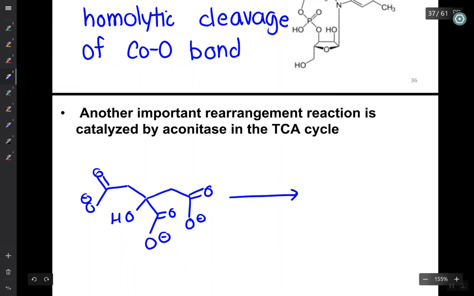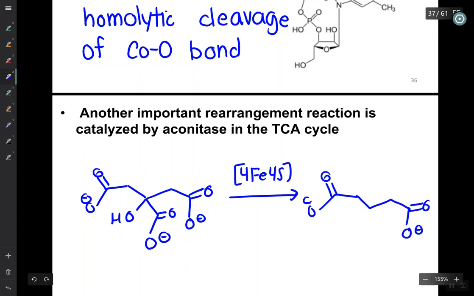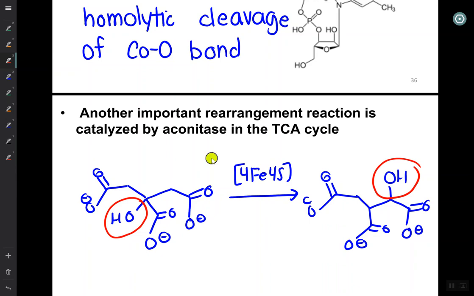And aconitase uses the iron-4-sulfur cluster, and it moves that OH group to this carbon. Right, so it moved it from the center carbon to the second carbon, the alpha carbon. And this is a rearrangement reaction because we're just moving bonds. Right, the hydrogen here has now moved to over here, and then the oxygen has taken this place.